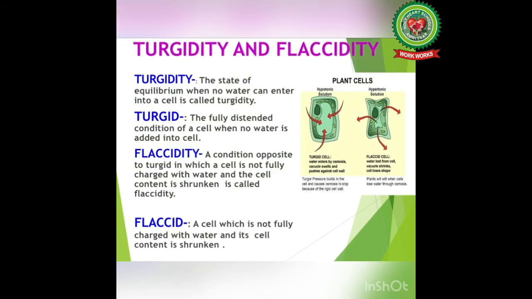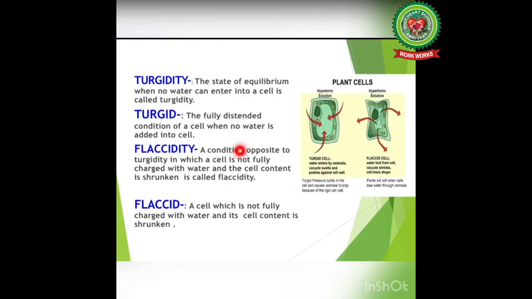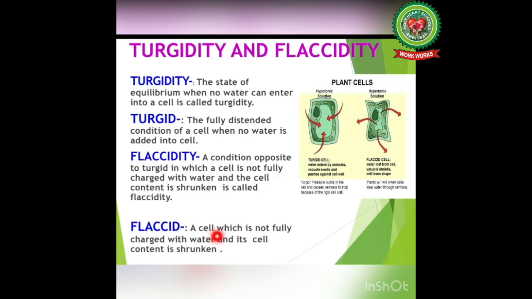So what is turgidity? Turgidity is a state of equilibrium when no water can enter into a cell. Turgid is the fully distended condition of a cell when no water is added into it. Flaccidity is a condition opposite to turgidity, in which a cell is not fully charged with water and the cell content is shrunken.